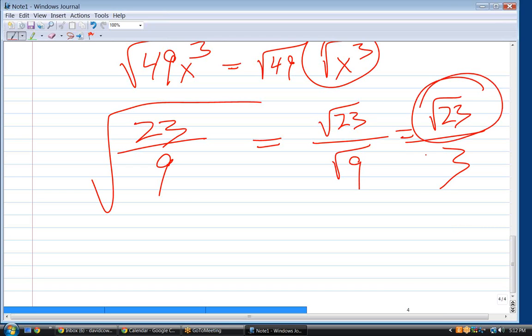Now, I can't simplify that anymore. One of the reasons is that 23 is a prime number, so it doesn't have any factors other than 23 and 1. Okay. So the moment you spot a prime number, you know you're done in terms of reducing it. Okay. And this is your final answer, the root 23 over 3.